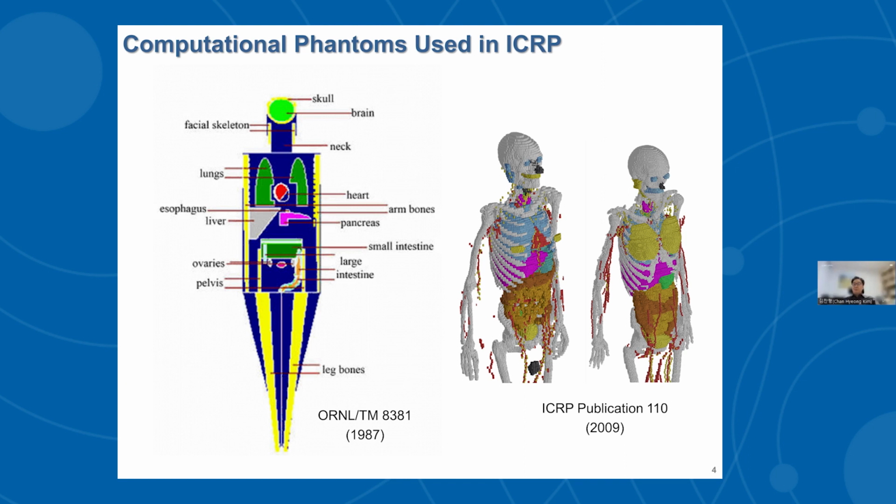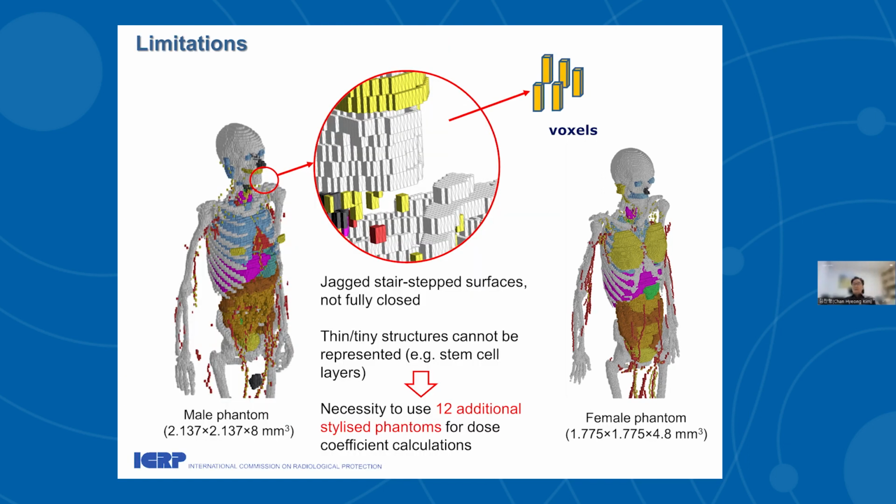These phantoms were developed using the CT image data of real human bodies and realistically describe the organs and tissues of the human bodies when compared to the stylized phantom. Certainly, these voxel phantoms are an improvement over the previous stylized phantoms, but still, these phantoms have limitations due to the nature of voxel geometry.